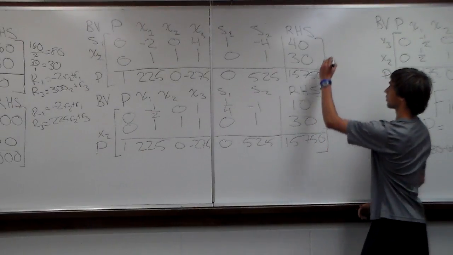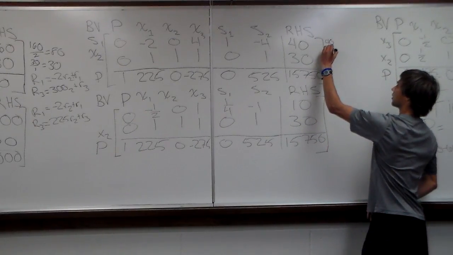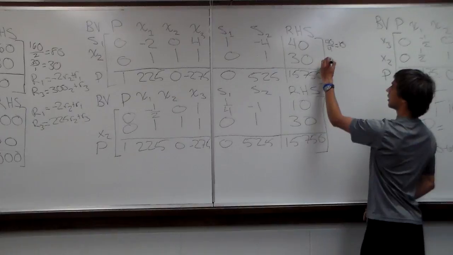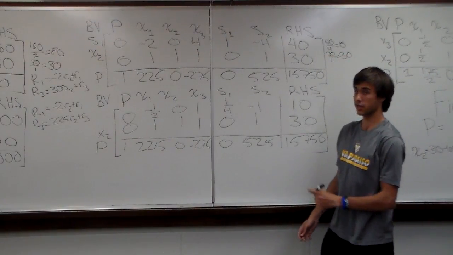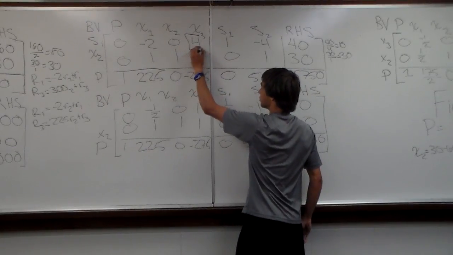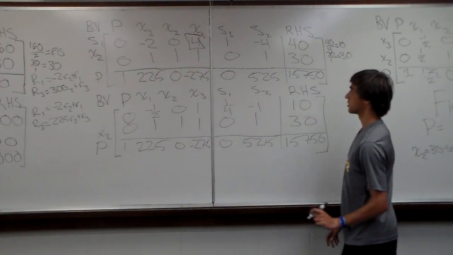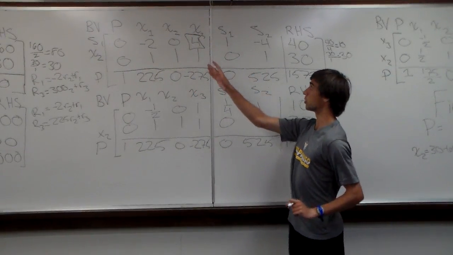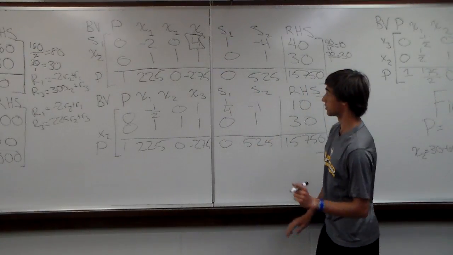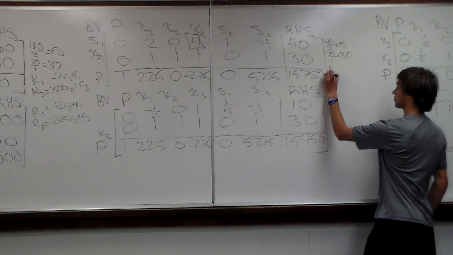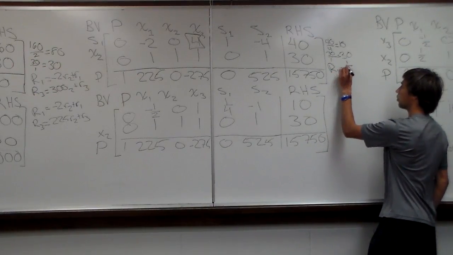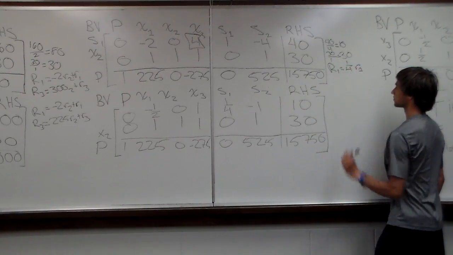So we have 40 over 4, which is 10, and 30 over 1, which is 30. So this time we're actually going to pivot in row 2. And so that means that we have to get a 1 there, because we want 1 and then zeros in the rest of it. So we want a 1 where we have our pivot. So that means we have to take row 1 equal to 1/4 row 1.